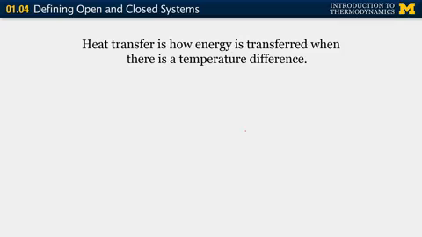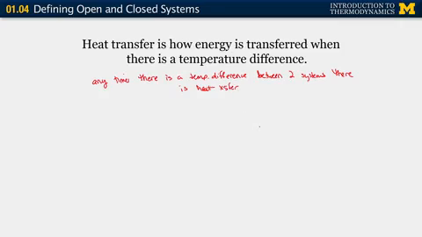Now, heat transfer is a classic example of where we may not be making a power plant or designing a new jet engine, but heat transfer could be very relevant to our system. So here, heat transfer is very specifically how energy is transferred when there's a temperature difference. So anytime you have two systems that are at two different temperatures, there's energy transfer due to heat transfer. So heat transfer is a form of energy transfer.